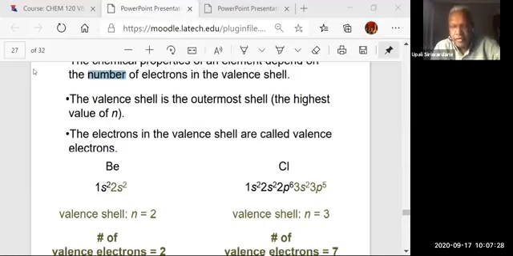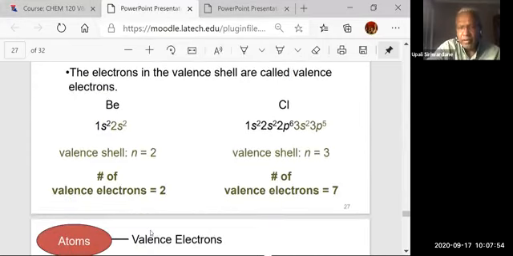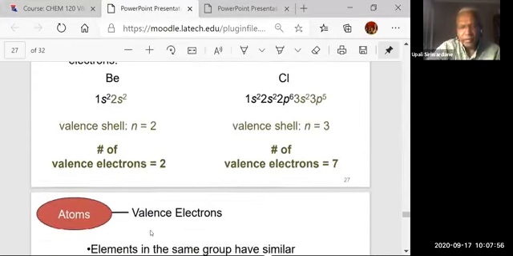That's good. Chlorine has 7 electrons in 3s2 and 3p5. Those orbitals have the highest quantum number. These numbers in front of orbitals are called quantum numbers. The highest orbital quantum number gives the number of valence electrons, like that.